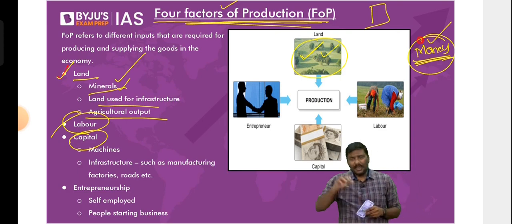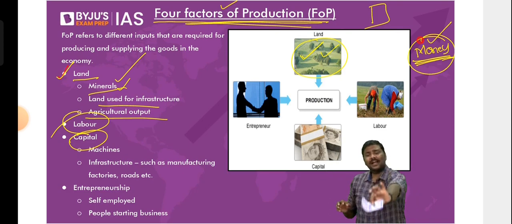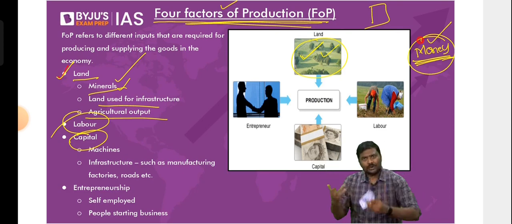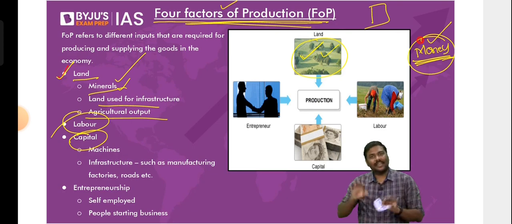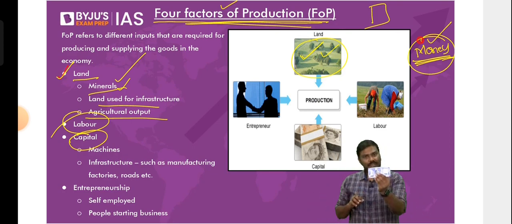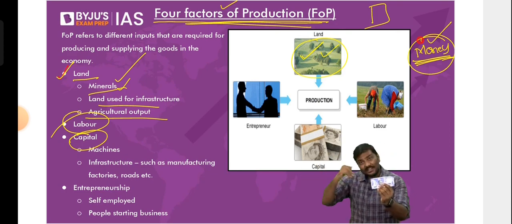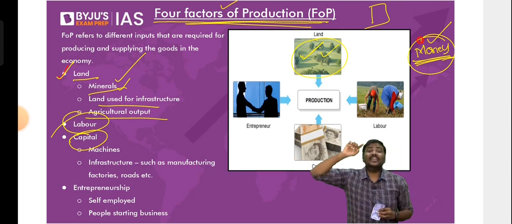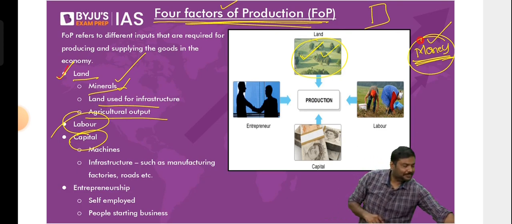Labor is already there. Imagine there is a labor in front of me, one of the workers is sitting. I'll keep the 100 rupee note in front of the labor. Can labor plus money produce a good? No. I know labor will take the money and run away. But basically, money cannot produce goods on its own. What we need is to use the money, purchase the machine, construct the road, set up a manufacturing facility. We can use that to produce and supply the goods to the market.